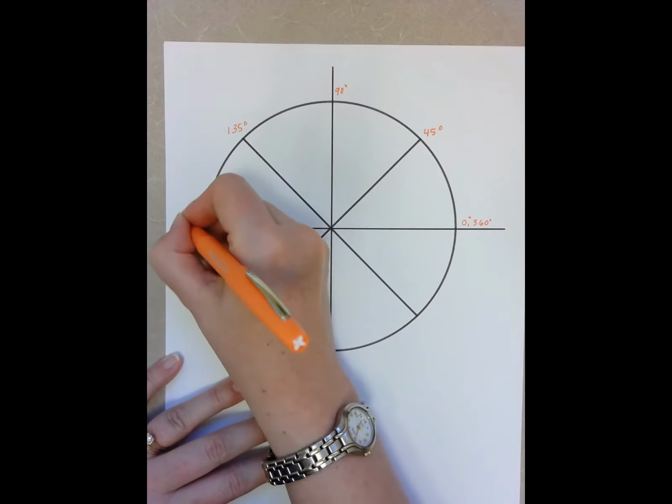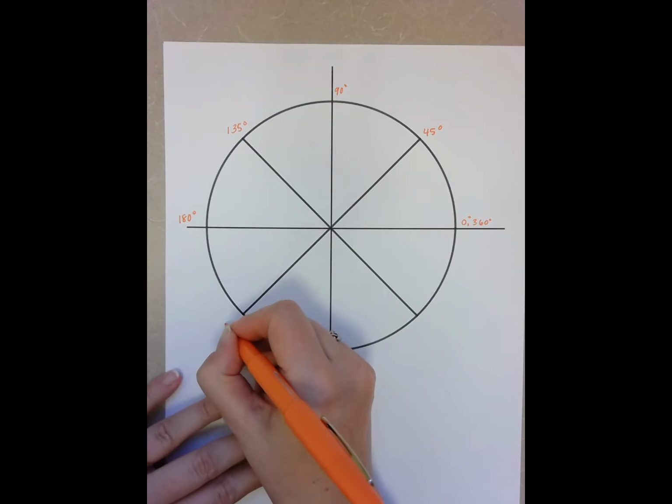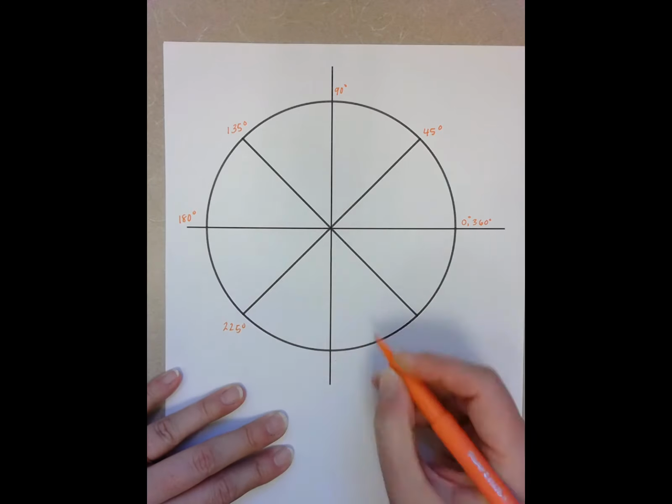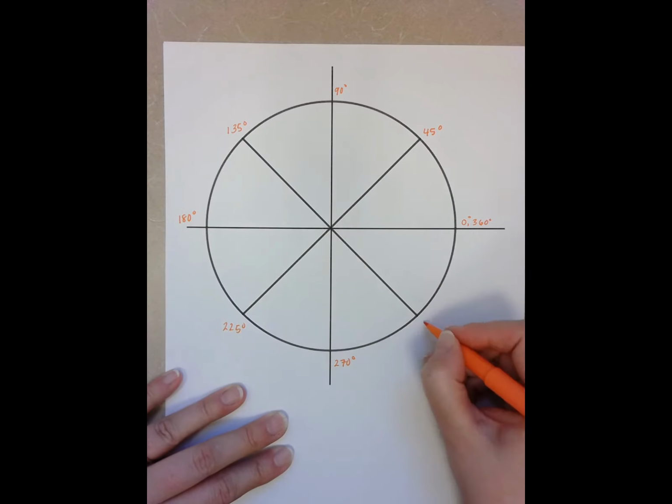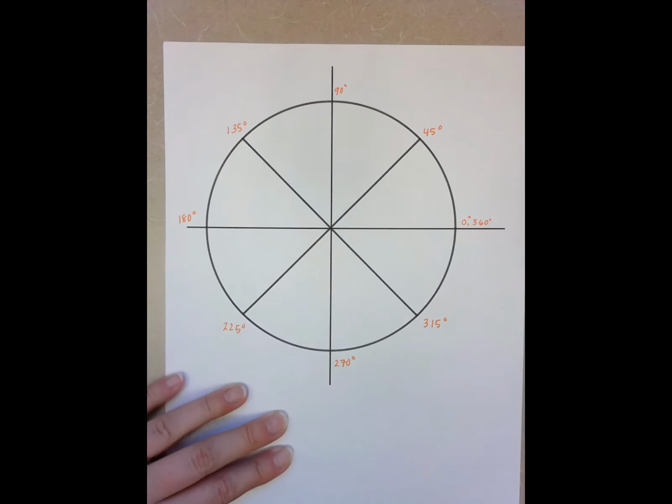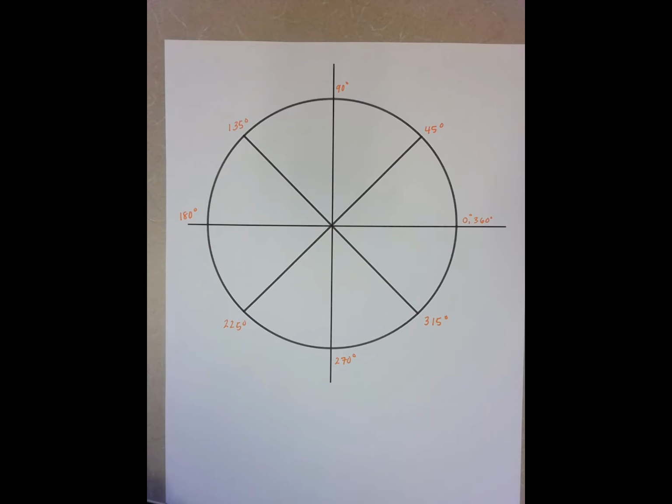135 degrees, 180 degrees, 225, 270, and 315 degrees. We also know that the other thing we can do with the unit circle is that we can talk about the circle being in radians.